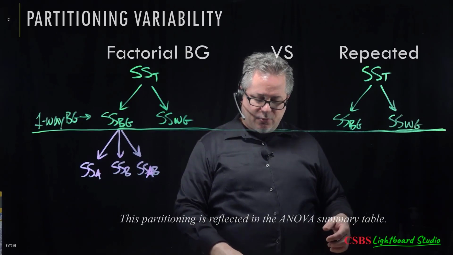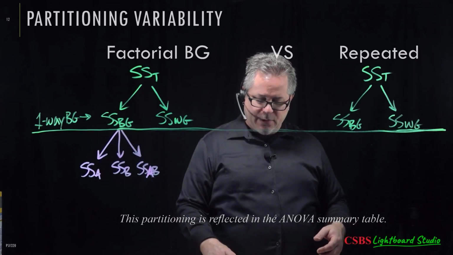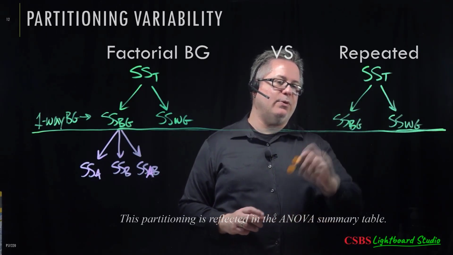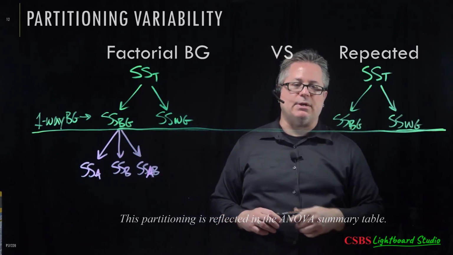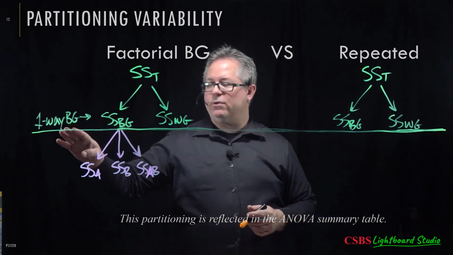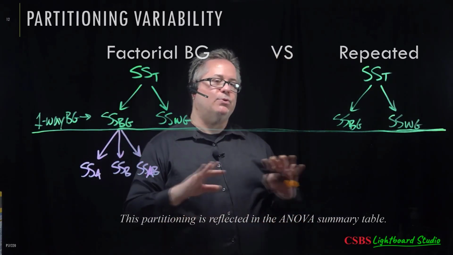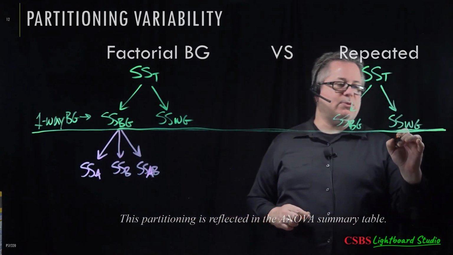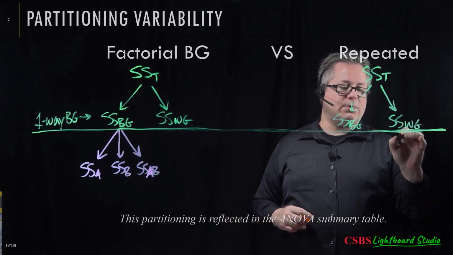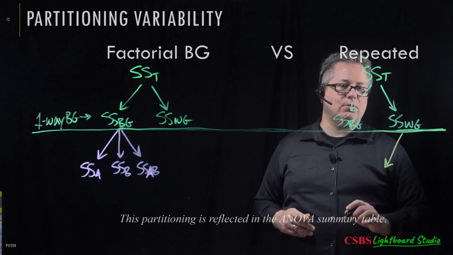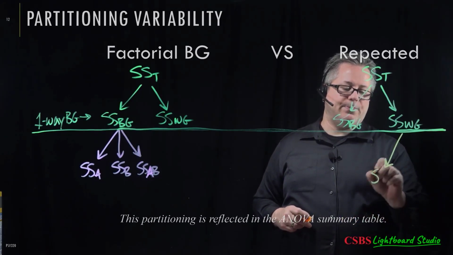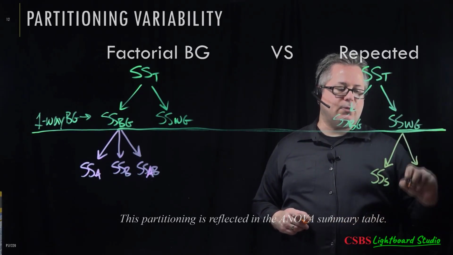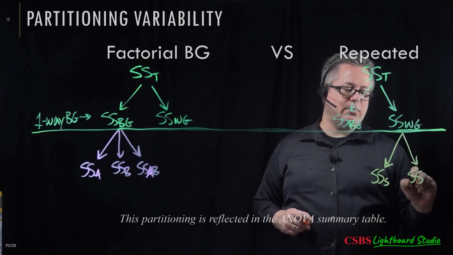All right, well, how does repeated measures differ? With repeated measures, we're going to leave between groups alone. This actually stays the same. It's no different. One-way between groups, one-way repeated, between groups is calculated the same way. What does happen is that we're going to break the sum of squares within groups down into two parts. There's going to be the sum of squares for subject and the sum of squares for error.